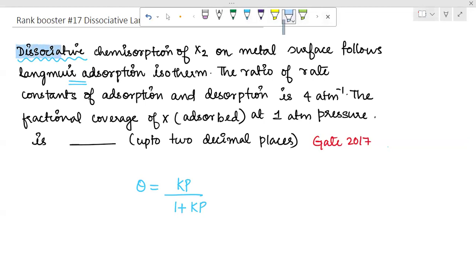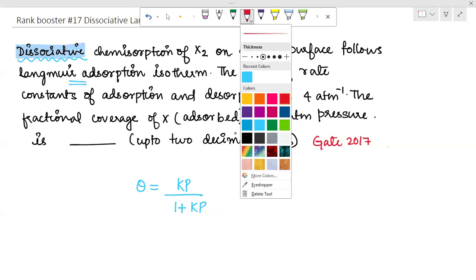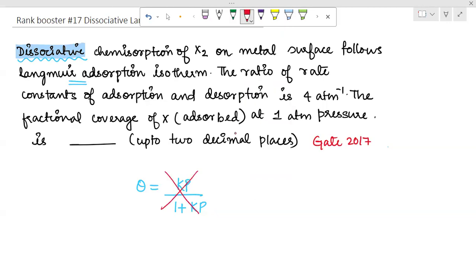It is dissociative chemisorption. If it is mentioned that your chemisorption is happening in a dissociative manner, that word dissociative in particular is used, then you cannot use this formula. This is for the non-dissociative one, or questions where they have not mentioned whether it is dissociative or non-dissociative.